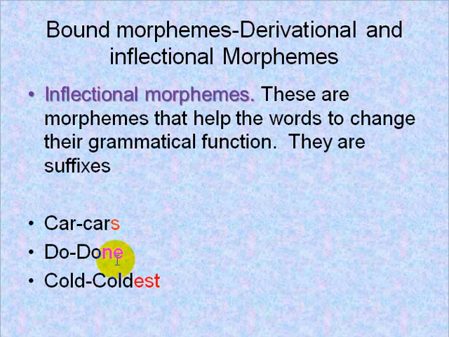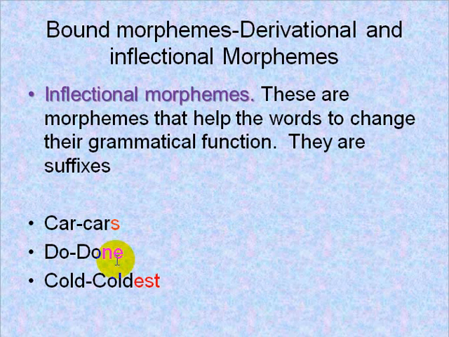Now, while the inflectional morphemes are the morphemes that can help the words to change their grammatical function only, which means to add to the meaning, to modify the meaning through derivation, through inflectional suffixes or inflectional morphemes.